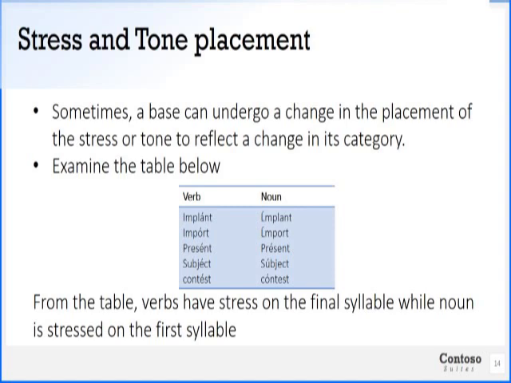And the next, import, import. Our country imports some noodles from Korea, for example. Or when we talk about the noun, the import from Korea has arrived. Is it clear? Okay. The next example: present, present. And then subject, subject.